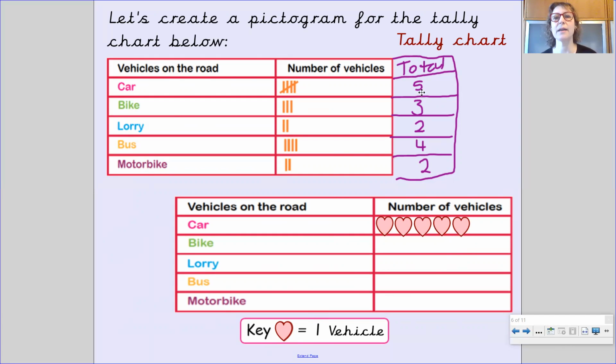Okay, for my bike, I need 3, and I'm going to be really careful and make sure I line them up underneath. So I'm just going to make sure that they are all neatly underneath. So I can already see that I've got more cars than bikes, and I've actually got 2 more cars because that's how many spaces I've got here. Lorries, I need 2.